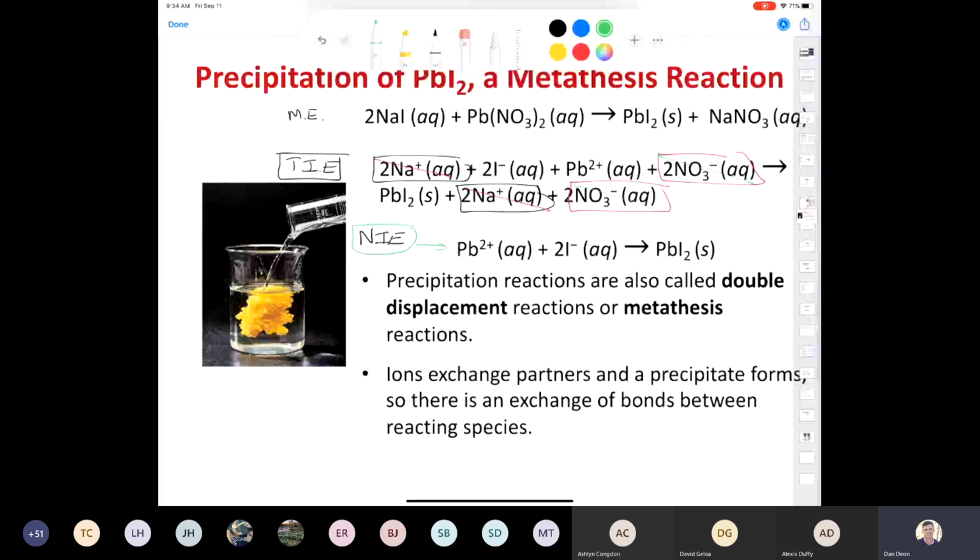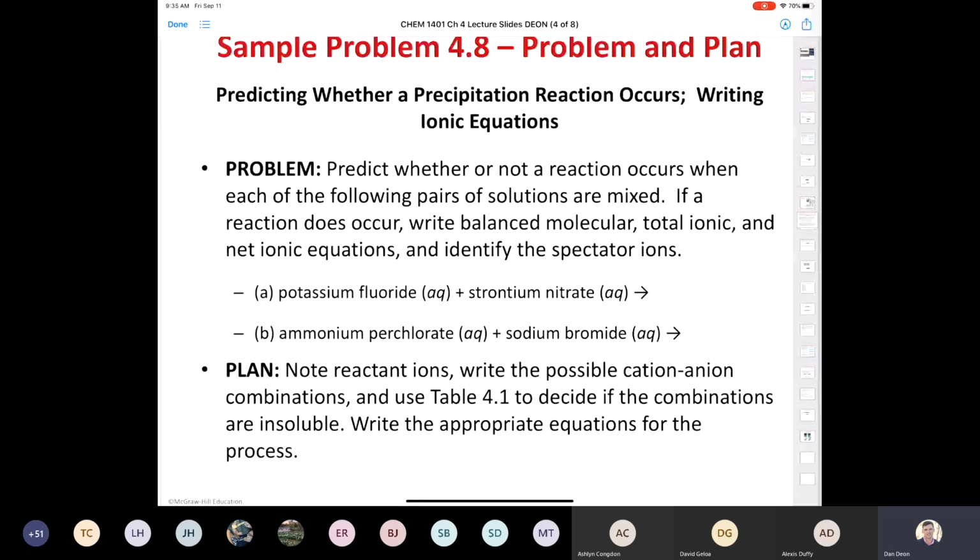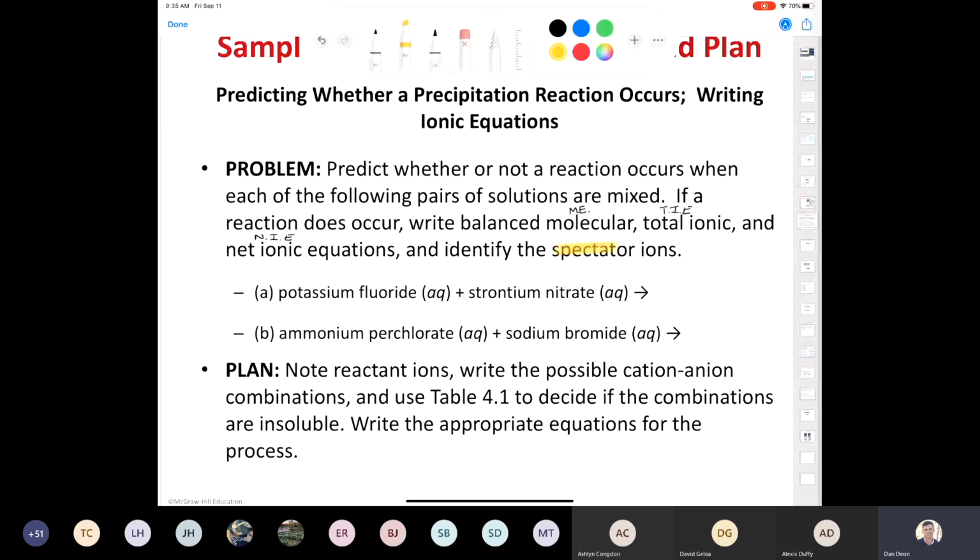It says here predicting whether precipitation occurs. Let's just look at one of these examples since I have the other one solved in a video on my YouTube channel, but we'll look at the first one. It says predict whether or not a reaction occurs when each of the following pairs of solutions are mixed. If a reaction does occur, write a balanced molecular equation, the ME, a total ionic equation, and a net ionic equation for these reactions, and identify any spectator ions. So we're going to start with this one here, potassium fluoride plus strontium nitrate.